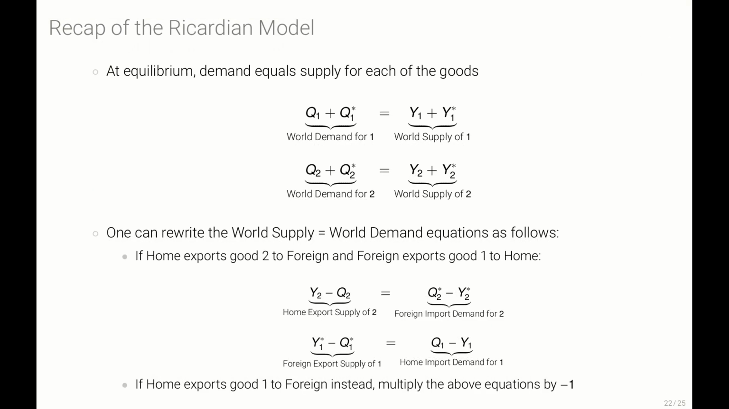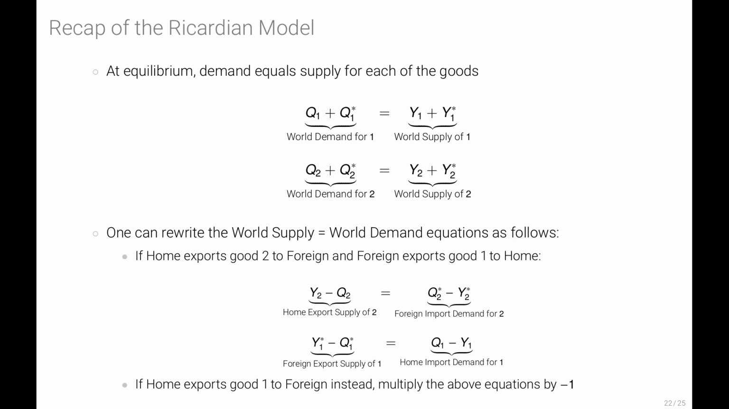Okay, so as I said, if home exports good 1 to foreign instead, you just need to multiply these above equations by -1, and then instead of home's import demand for good 1, it would be home's export supply of good 1, foreign's import demand of good 1. Okay, so this just shows that there's a variety of different ways of thinking about these equilibrium conditions which are going to pin down our prices.